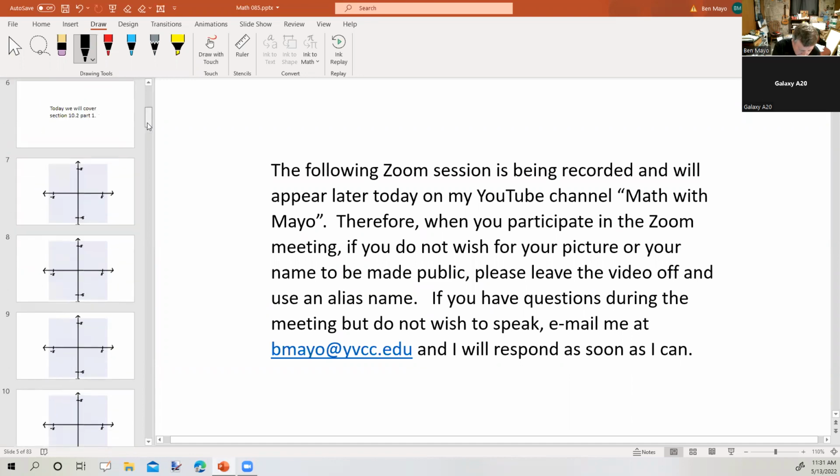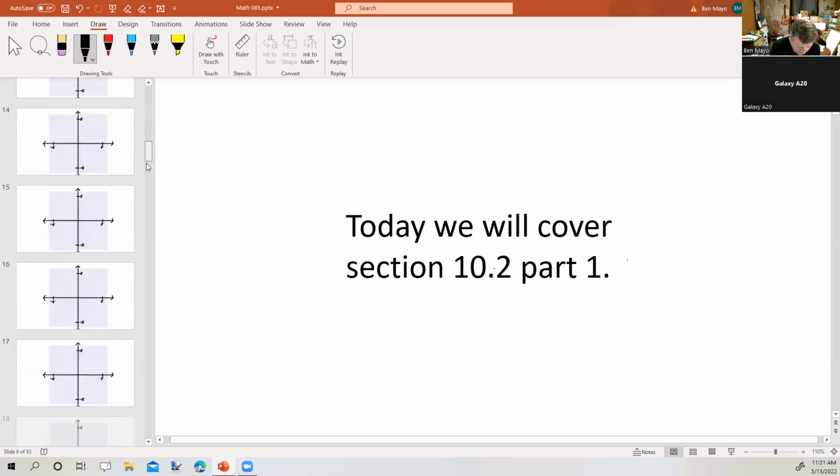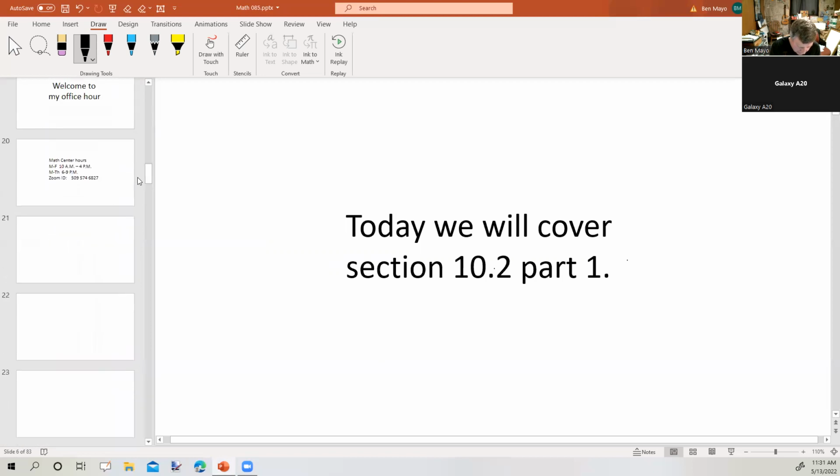All right, today we're going to go on in chapter 10 and take a look at section 10.2. We'll spend today on it as well as Monday. So what we're going to be looking at today is something called the quadratic formula.